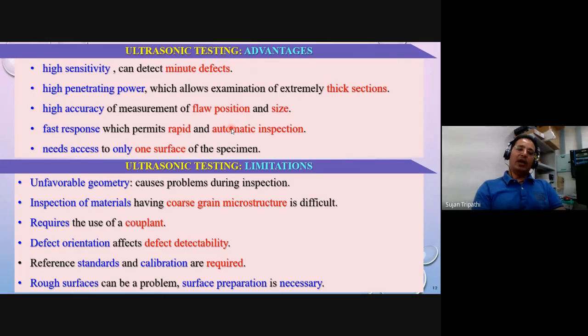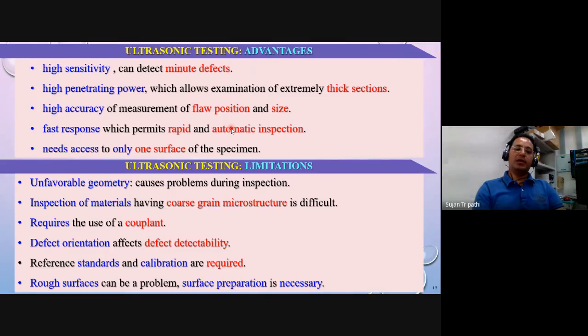If we have highly irregular, unfavorable geometry, then a problem occurs during the inspection. We cannot inspect properly. And next, the inspection of material which has coarse grains. For that case, this ultrasonic test is not better. It is difficult. And next, it requires the use of a couplant. We should use the couplant.